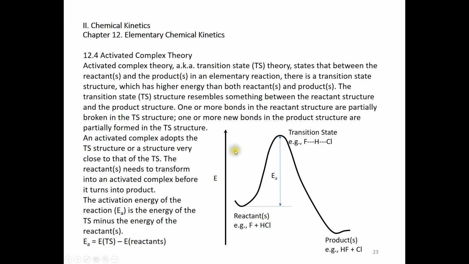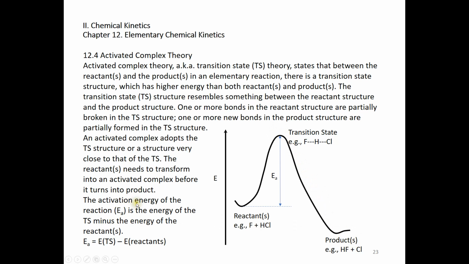Now, what's the difference between the activated complex and a transition state? So right here, we see this transition state at the top of the hill. But an activated complex may adopt the transition state structure or a structure very close to that of a transition state. So somewhere here, this reactant can form a transition state or something close to that and overcome the barrier to form the products.